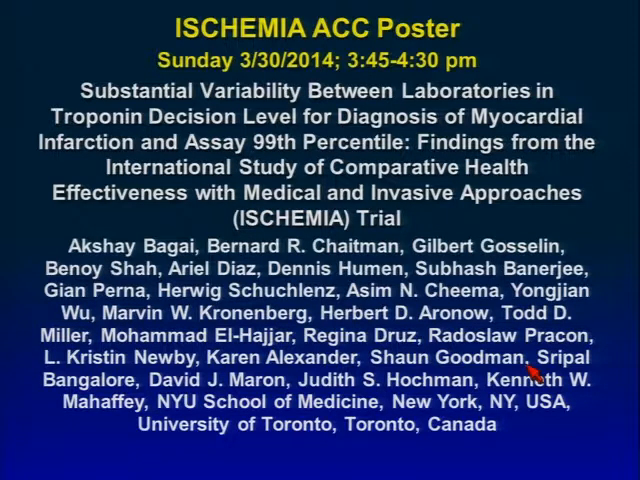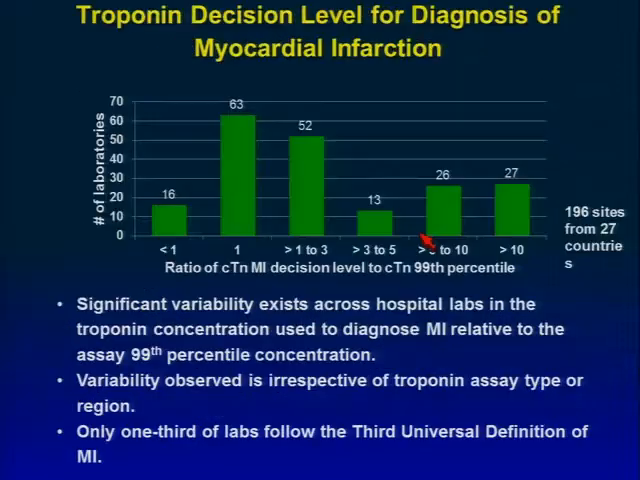So the universal MI definition recommends the 99th percentile to use as a threshold. So we actually looked at, in the ISCHEMIA trial, we reached out to all of the sites to obtain the 99th percentile values for each of the sites, and also their hospital troponin MI decision levels. And this is some of the data.